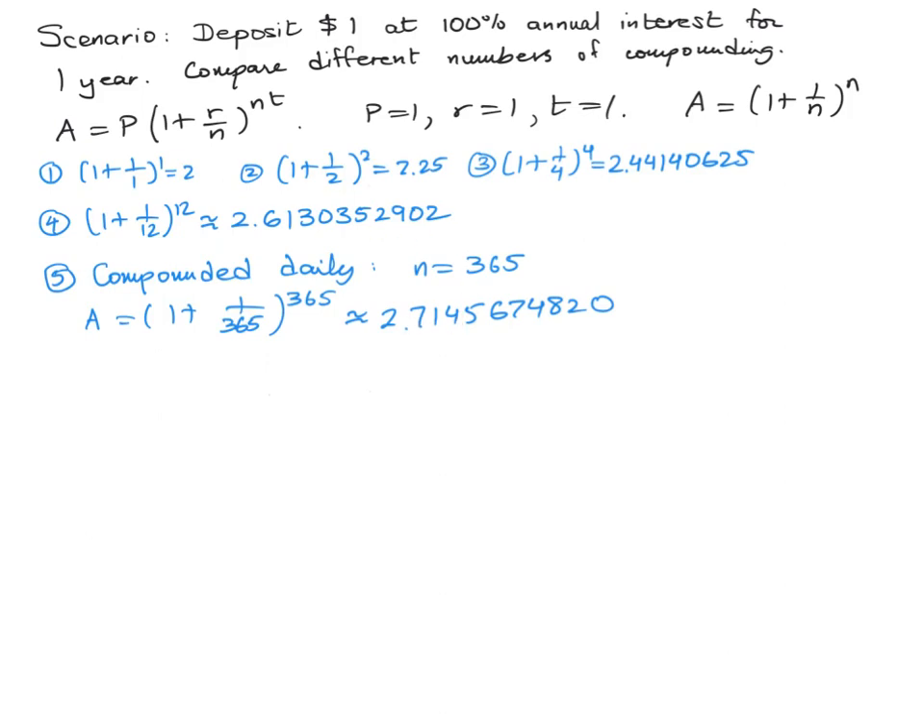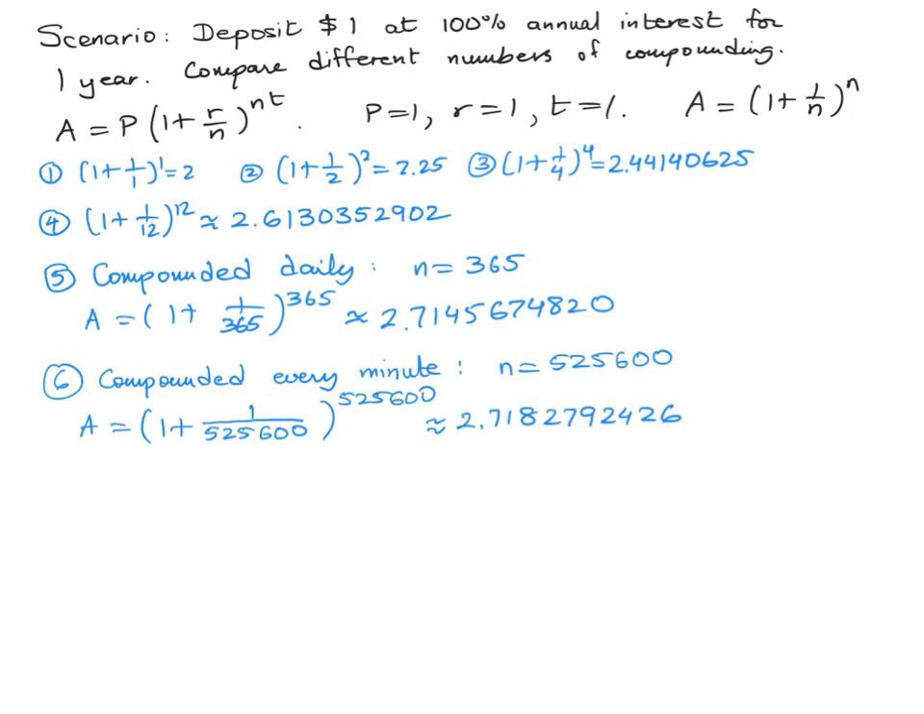So let's try it again. So now I'm going to compound every minute. There happen to be 525,600 minutes in 1 year. So when I plug that into the formula, I end up with this amount of money at the end of the year. Well, that is an increase from the daily, but not by much. The 2.71, those first 3 digits are exactly the same. It's that 4th digit that changed, but it is bigger. 2.714 versus 2.718. I'll grant you that it has gotten bigger.